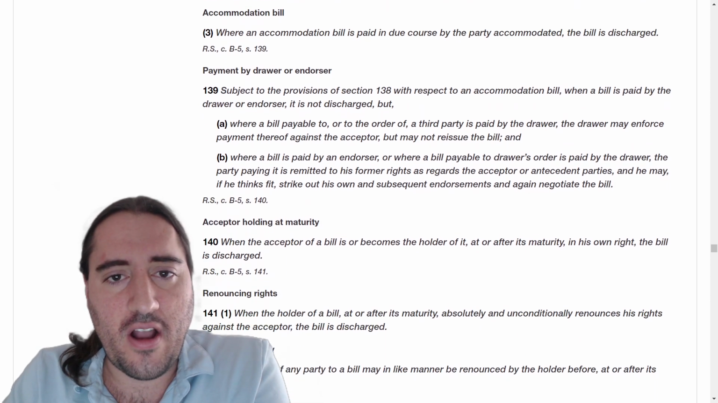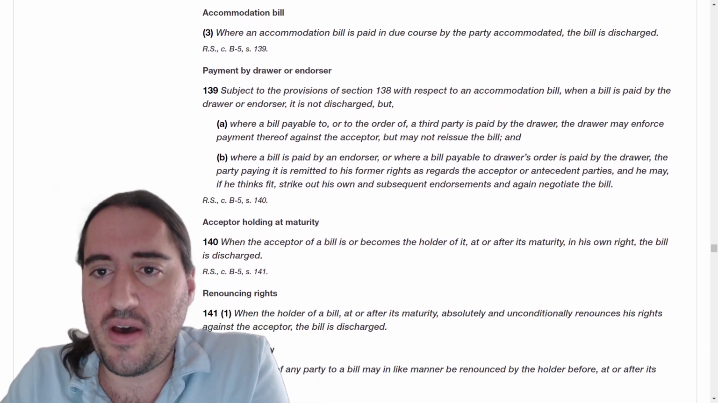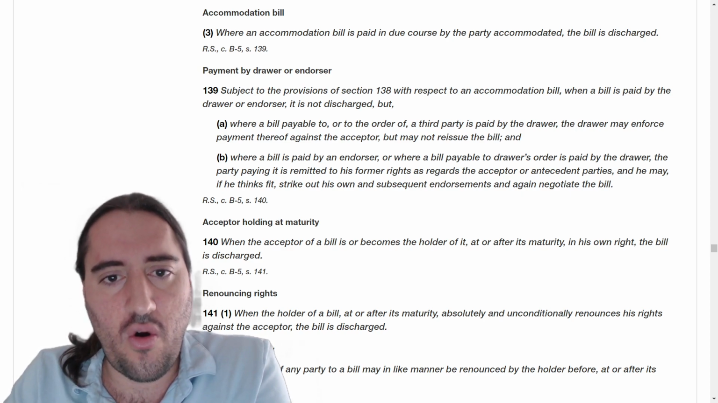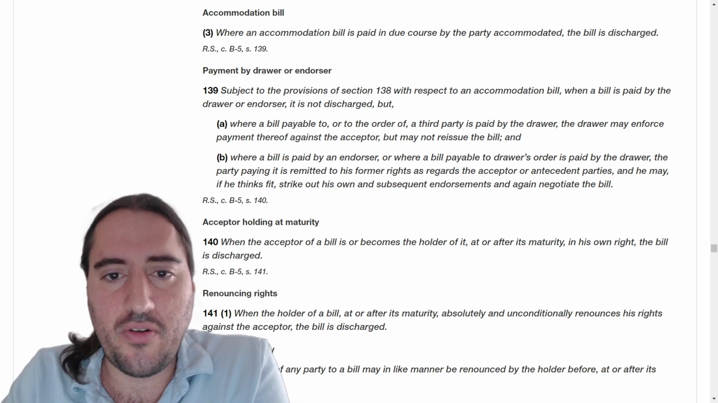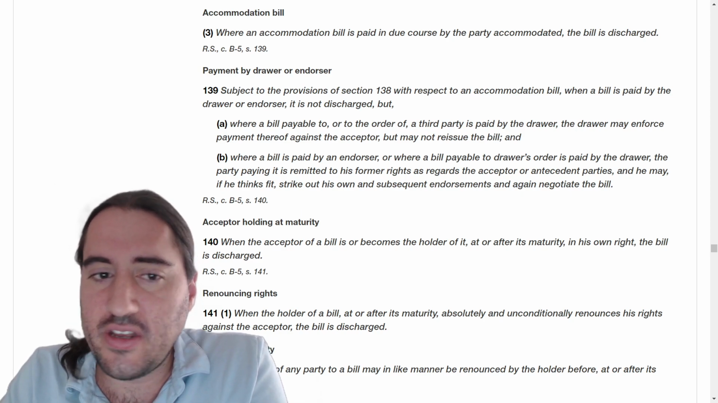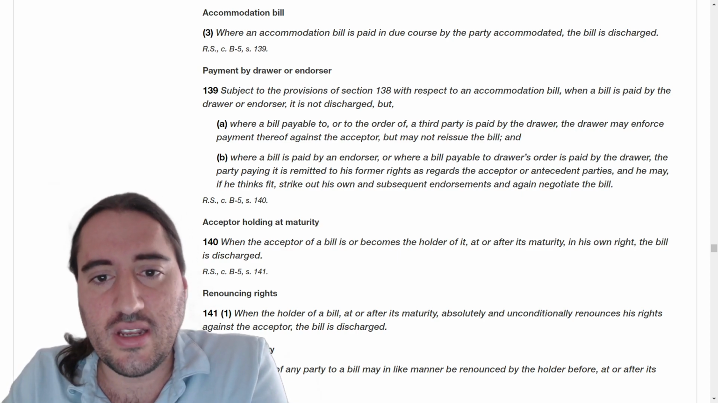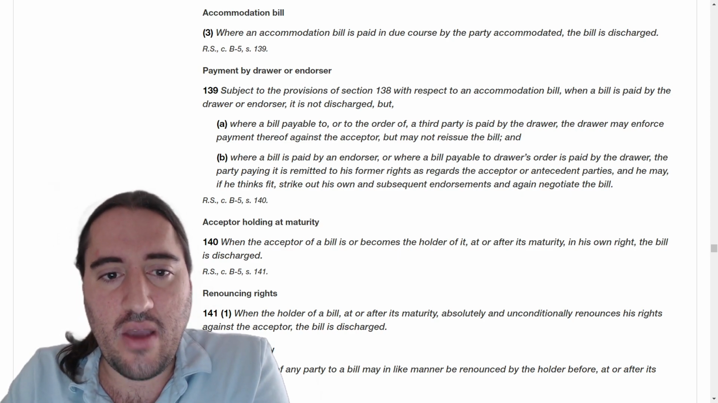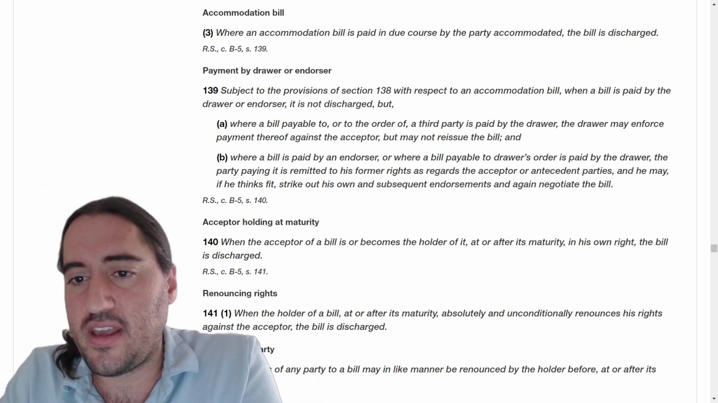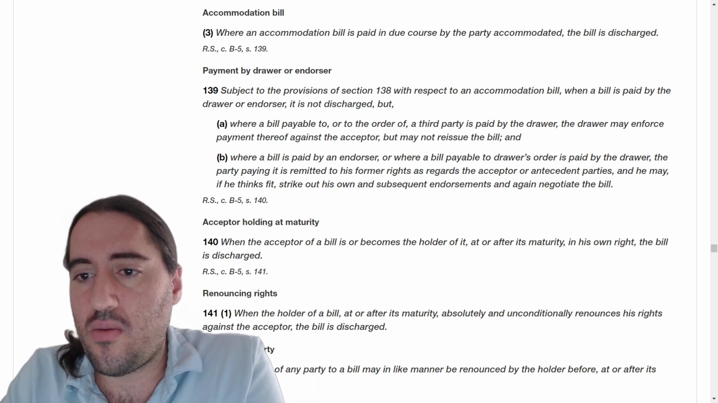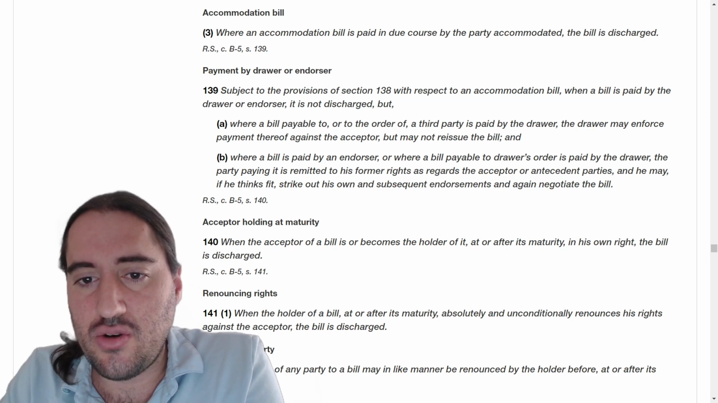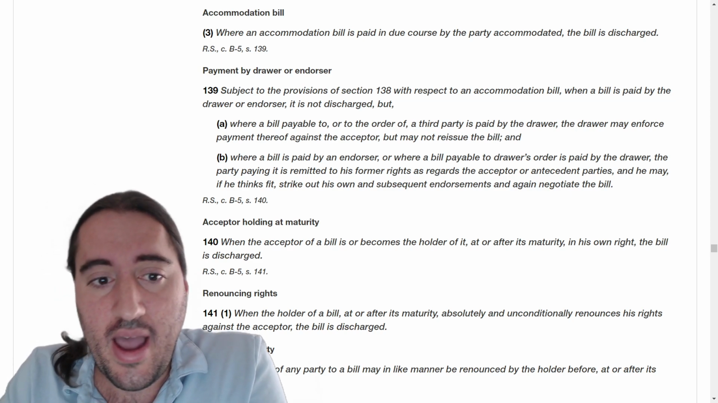Accommodation bill. Where an accommodation bill is paid in due course by the party accommodated, the bill is discharged. Payment by drawer or endorser. Subject to the provisions of Section 138 with respect to an accommodation bill, when a bill is paid by the drawer or endorser, it is not discharged, but A. where a bill payable to or to the order of a third party is paid by the drawer, the drawer may enforce payment thereof against the acceptor, but may not reissue the bill, and B.